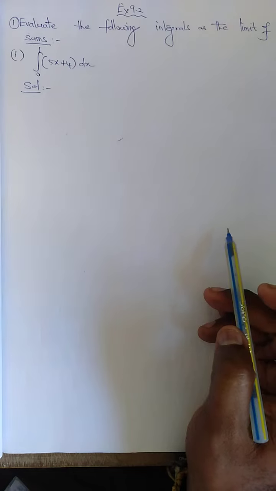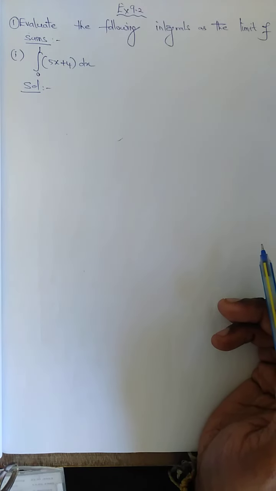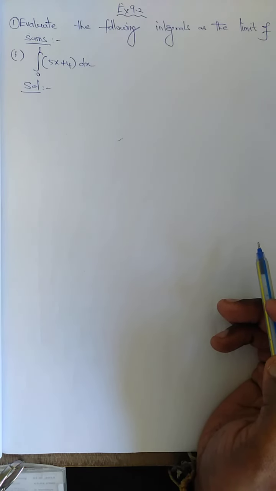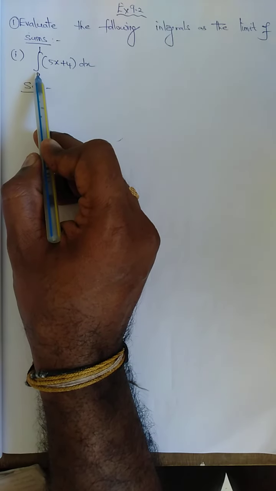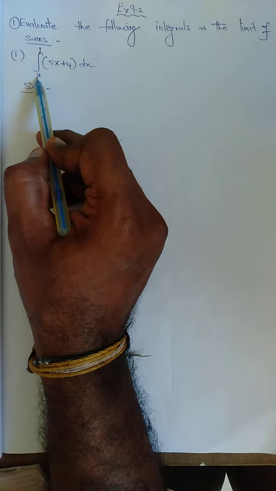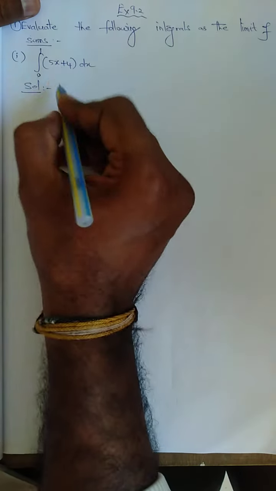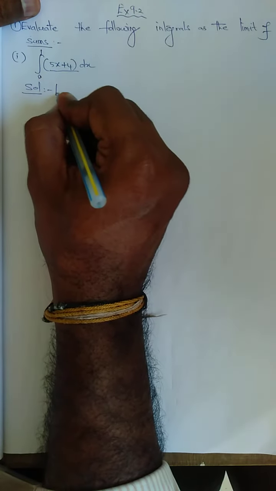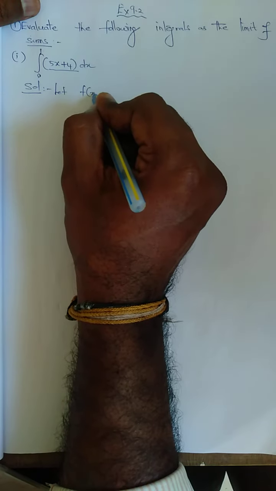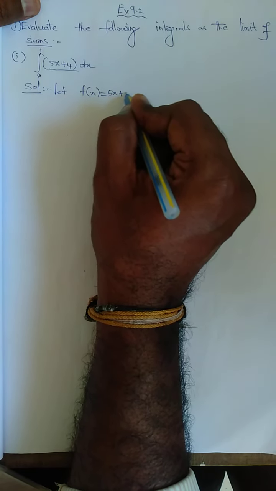Exercise 9.2, first sum, first subdivision. Evaluate the following integrals as the limit of the sums: the integral from 0 to 1, lower limit and upper limit, of 5x plus 4 dx. First, I need to assume this is f of x. Let f of x equal 5x plus 4.